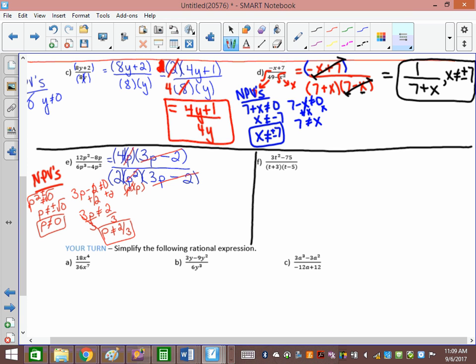And then 4 and 2, I can take a 2 out. So 2 divided by 2 is 1. 4 divided by 2 is 2. And so I'm going to get 2 times, and each of these are 1s, right? So 2 times 1 times 1 times 1 is 2. Over 1 times P times 1 is just a P. And so then I have P cannot equal 0 or 2/3.